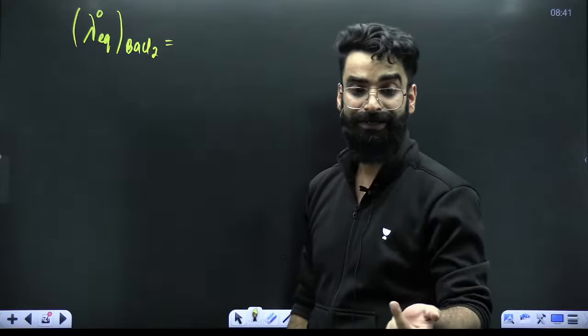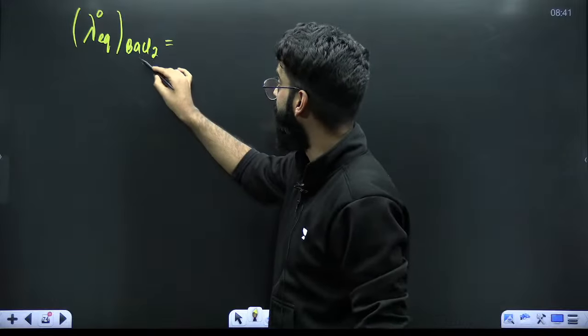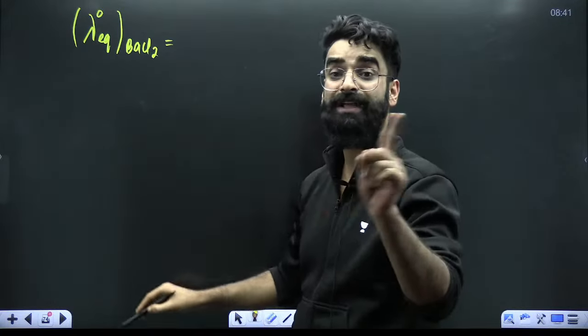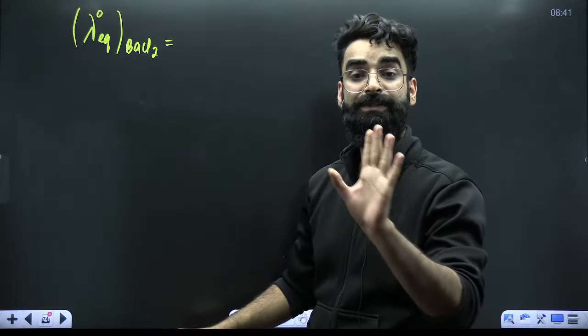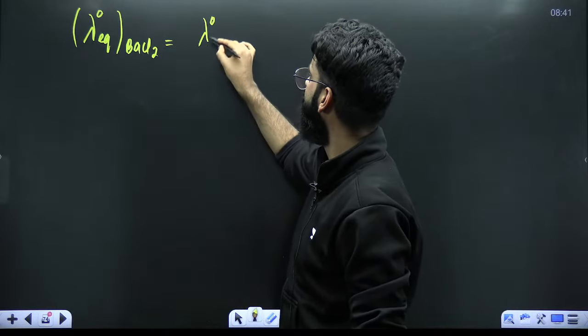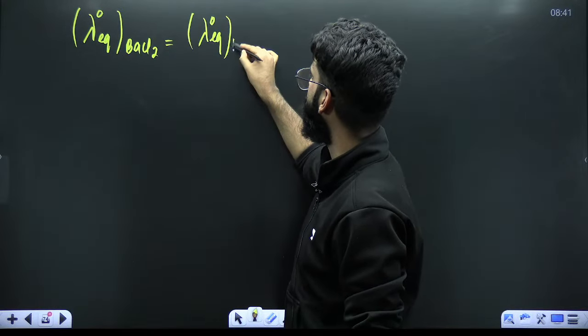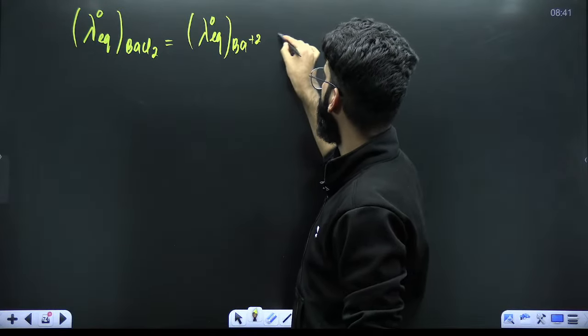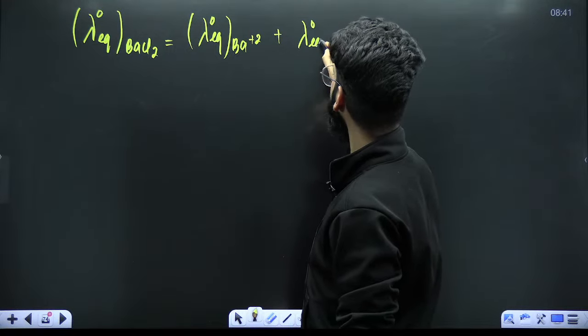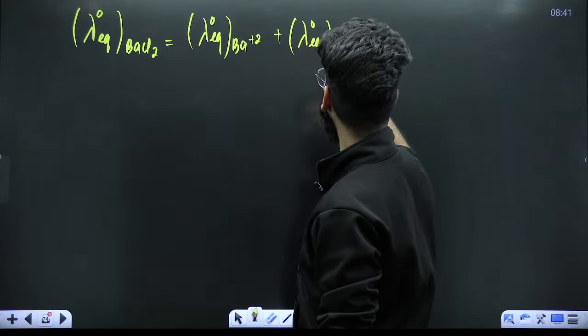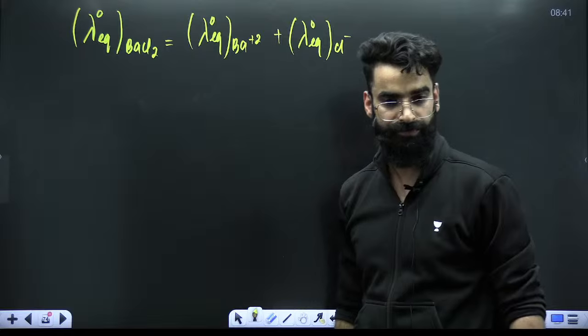If you want to write it in terms of equivalent conductivities of their ions, you have got nothing to do with the stoichiometric coefficients. You'll directly write equivalent conductivity of Ba2+ plus equivalent conductivity of Cl-. Nothing to do with their stoichiometric coefficients.